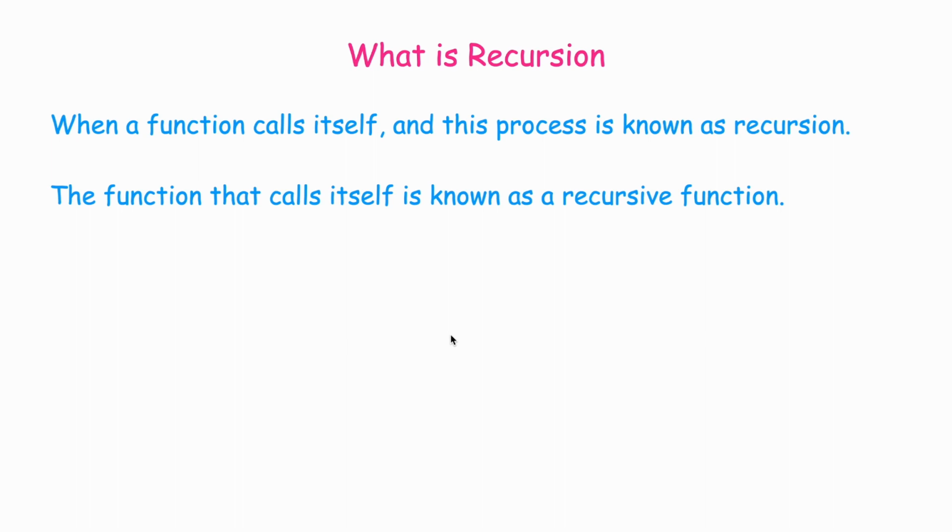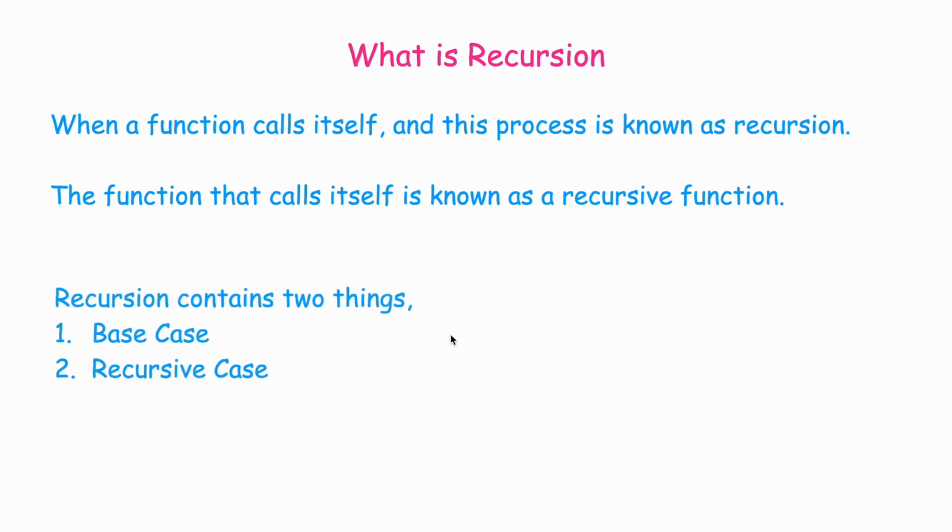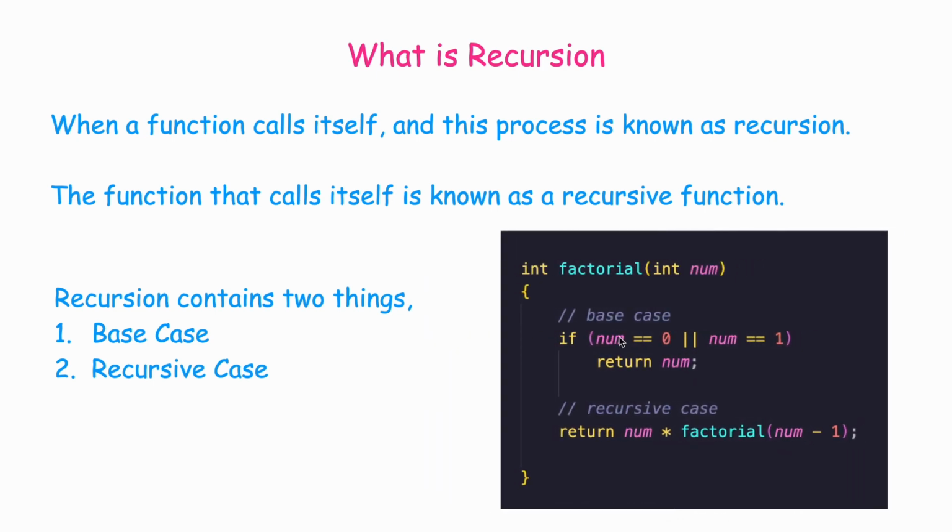So let's check in a more diagrammatic fashion. We know that recursion contains two things. The first one is the base case and the second one is called the recursive case. Now if you check over here, when num is equal to 0 or num is equal to 1, we simply return num.